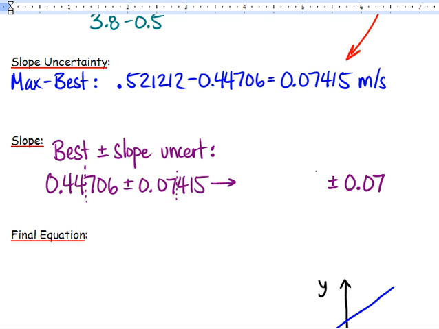The 7 will round the 4 up. So that looks like a 0.45. And then you want to make sure you've got units on there. Meters per second. So that's the slope with the uncertainty and all tidied up: 1 sig fig of uncertainty and matching decimal places on the actual slope itself.